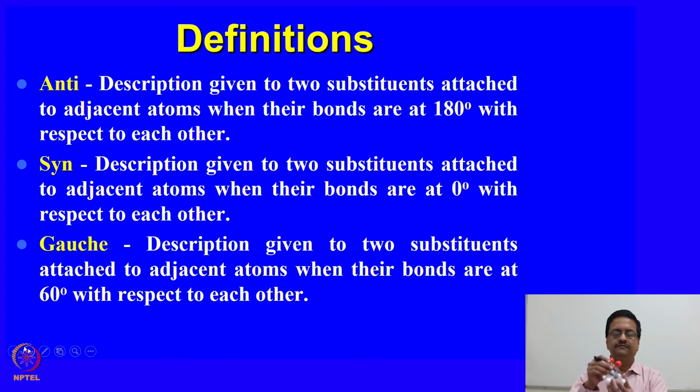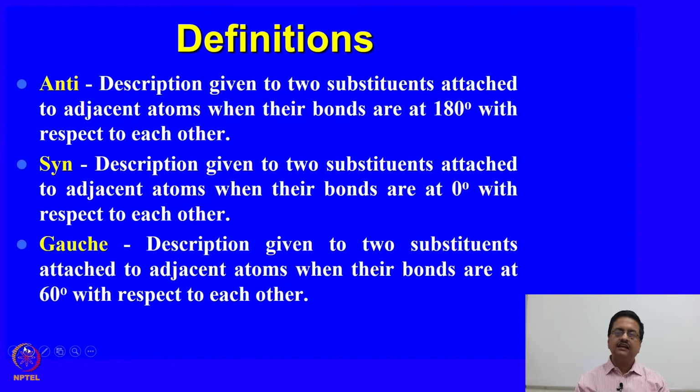That means, if I am considering 1,2-dibromoethane, and the C-Br bonds are opposite, so this C-Br bond is up and that C-Br bond is down, this conformation of the molecule is called the anti conformation. Syn is the description given to two substituents attached to adjacent atoms when their bonds are at 0 degrees with respect to each other. That means, when they are eclipsed, either this one or this one, these are different syn conformations.